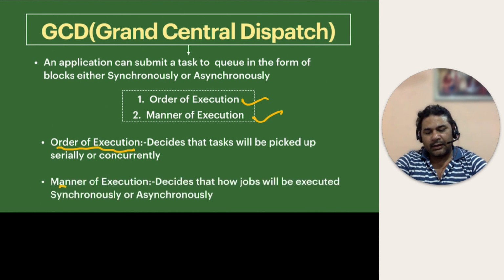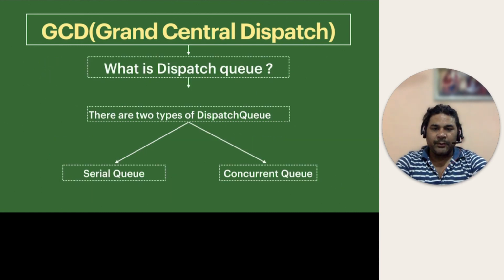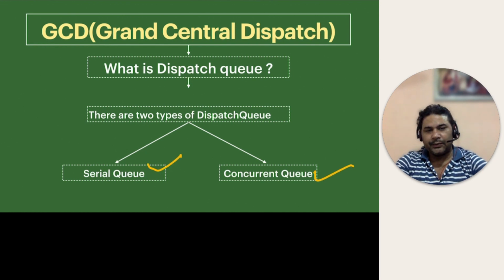The next is the manner of executing. It decides how a job will be executed, synchronously or asynchronously, in the pool of threads. So it's a very important point for understanding purposes. Here we use two types of dispatch queues: the first is the serial queue and the second is the concurrent queue. These are the two types of dispatch queue we use in GCD.